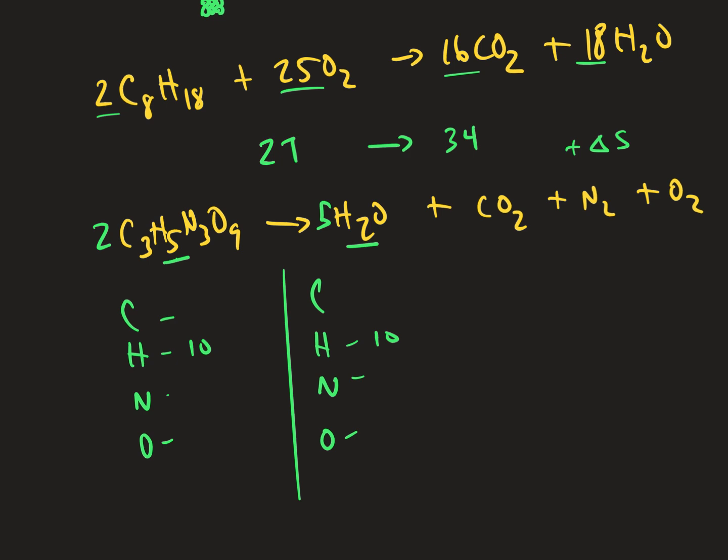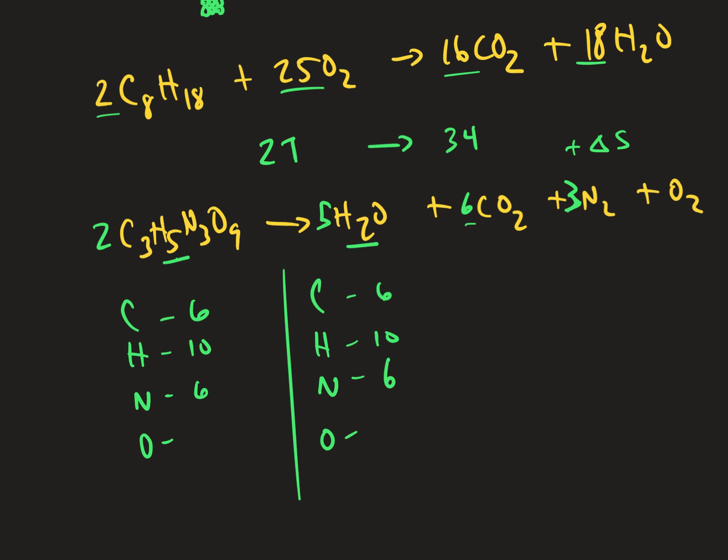How many carbons do we have on the left side? 6. So what coefficient goes on the right, on the left side of carbon dioxide? A 6, right? Carbon and hydrogen are good. Now let's do nitrogen. How many do we have on the left? Also 6, right? Good. And so what do we need to put in front of N2? A 3. So we got 6 there. Okay, so far so good.